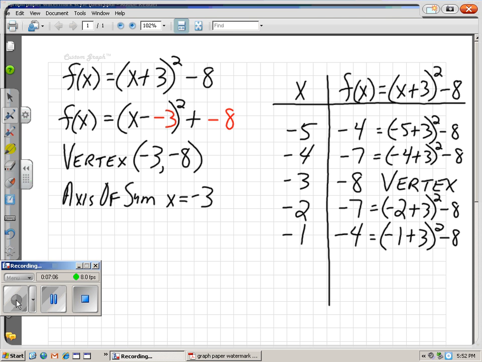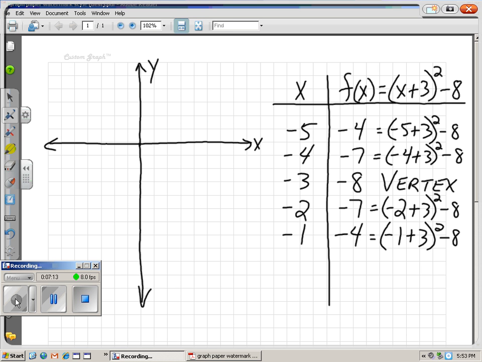All right, hopefully you paused the video and filled in that table by yourself. These are the values I get, so that's what we're going to graph. All right, I'm going to start with my vertex. So negative 3, negative 8 is 3 to the left and 8 down. 1, 2, 3, 4, 5, 6, 7, 8. There's my vertex. And then negative 4, negative 7 is 4 to the left and 7 down. Right there. Negative 5, negative 4 is 5 to the left and 4 down.